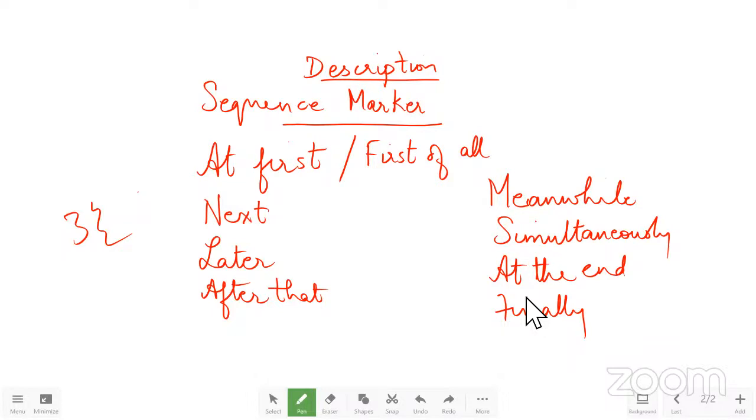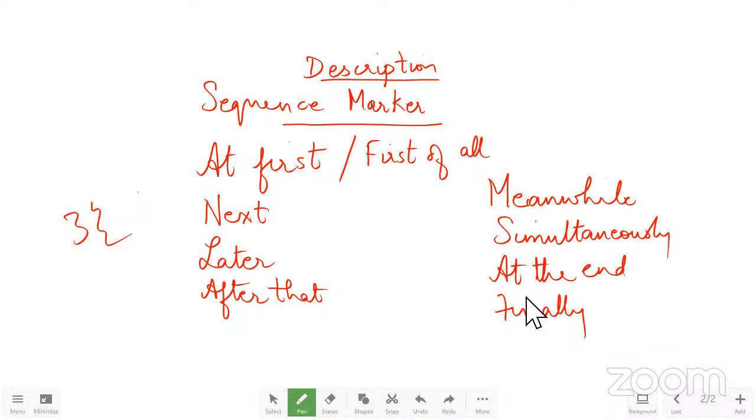Like simultaneously, two things being done at the same time. I gave you the example of making tea. While tea is boiling, you can arrange the tea cups. So when you use a sequence marker, you should use the appropriate one. When you are doing something, you cannot simultaneously do another thing that doesn't fit. So it should be adequate. So remember all these points, children.